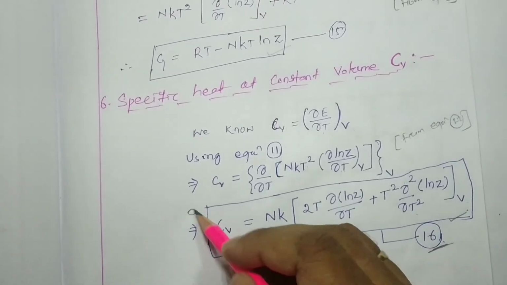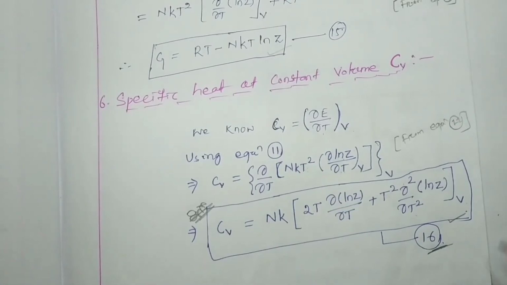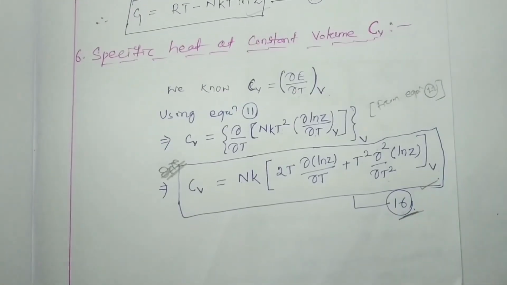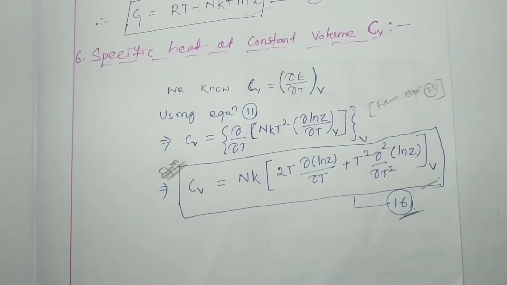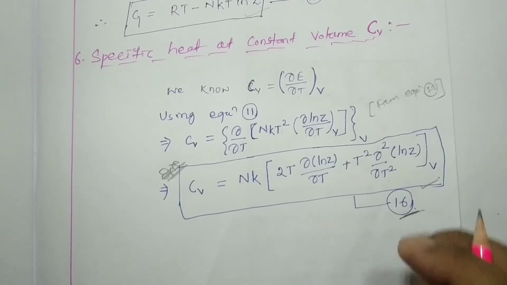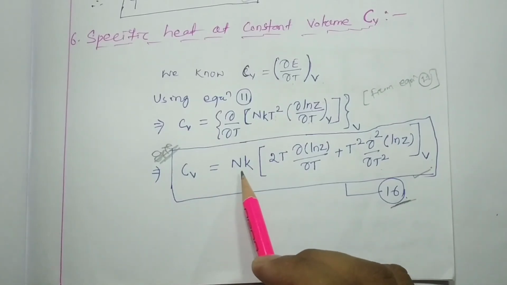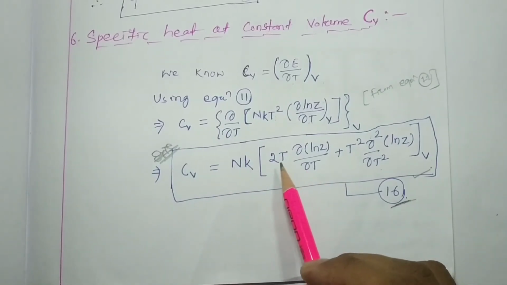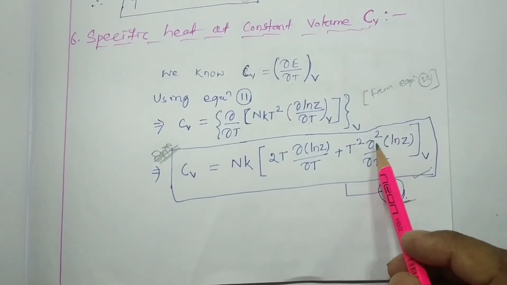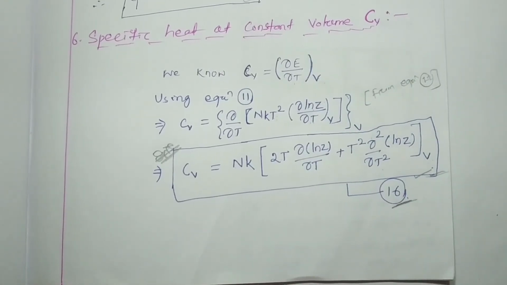This expression is the most important expression. This expression for Cv is used in various portions of your solid state physics. That is, Cv equal to nk, 2T del ln z by del T plus T square del square ln z by del T square at constant V. That you have to remember.